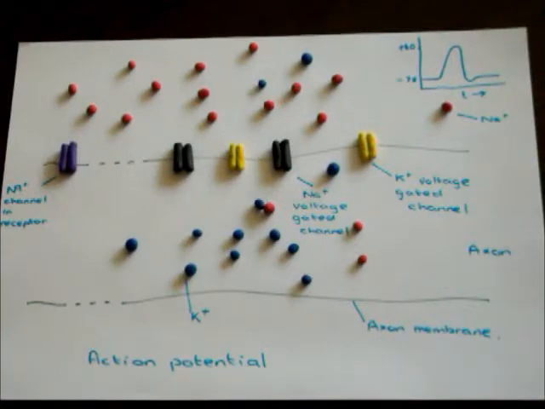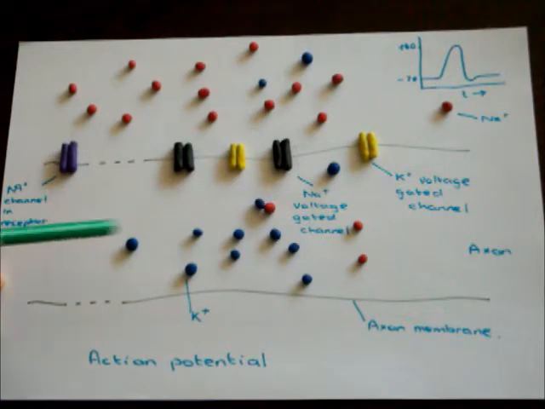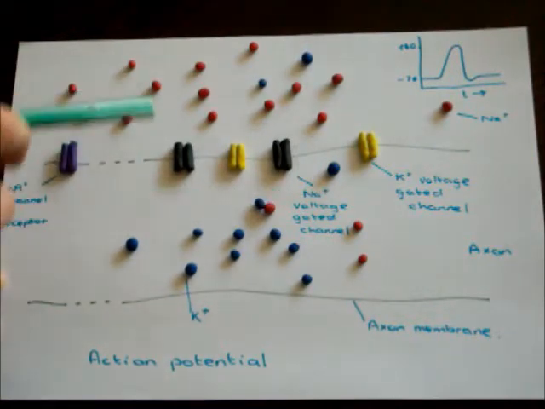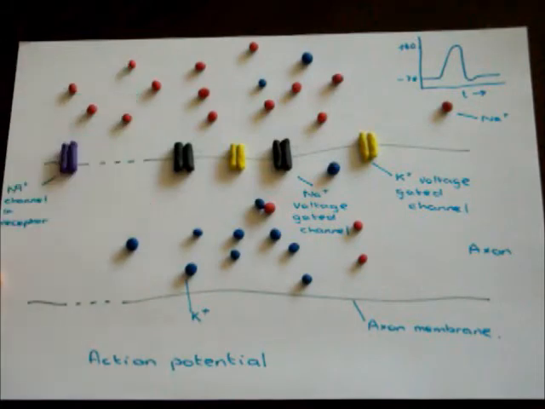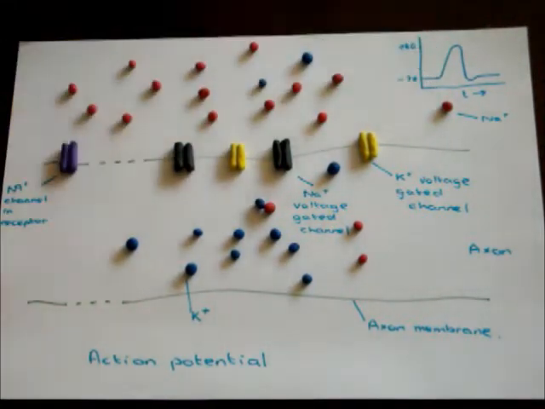Now we're going to deal with a situation where the nerve is stimulated and an action potential occurs. Currently we've got more positive charge on the outside of the membrane than on the inside, and that potential difference across is called the resting potential, and it's -70 millivolts. So we're here on the graph.